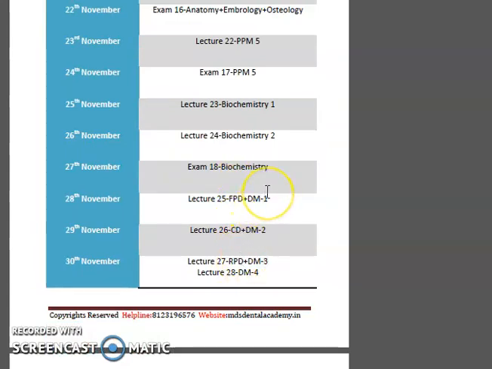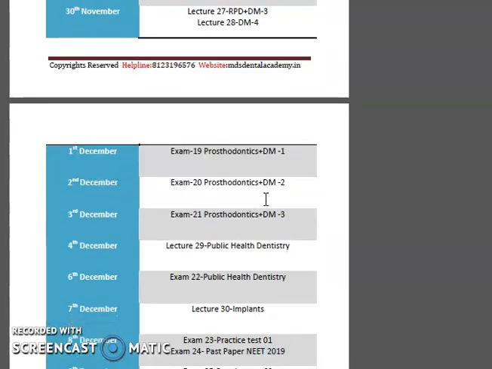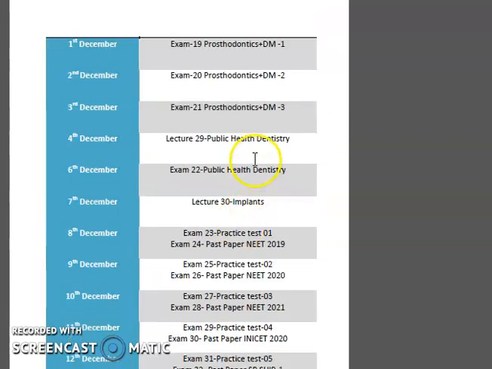And remember, I'm going to deal with the corresponding endo materials, and the corresponding endo materials of the endo and the operative will be dealt with in those subjects. So we have 4 lectures for the prostho and endo materials, and the corresponding separate exam for the RPD, CD and the FPD. Then we have public health dentistry.